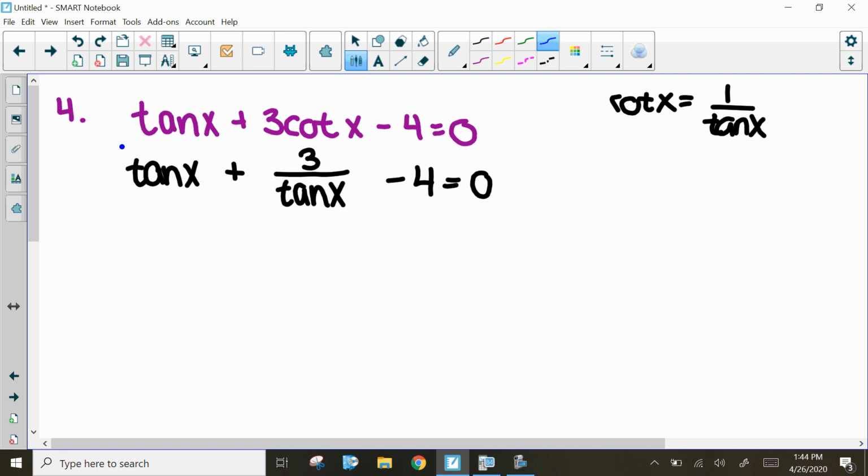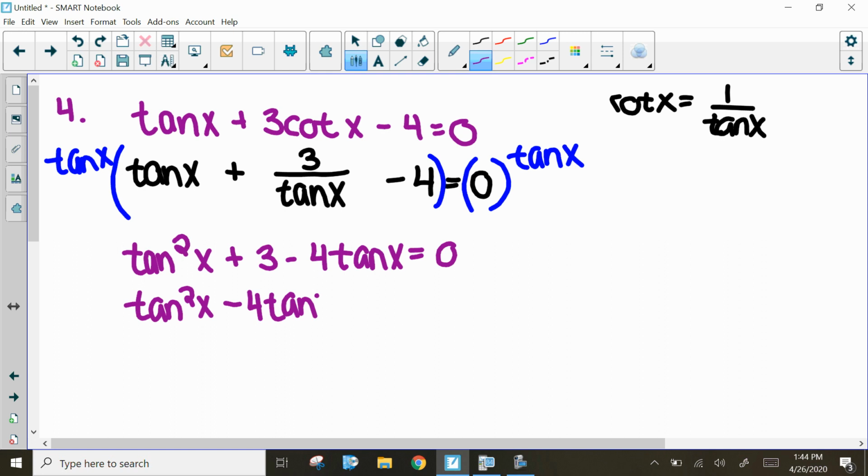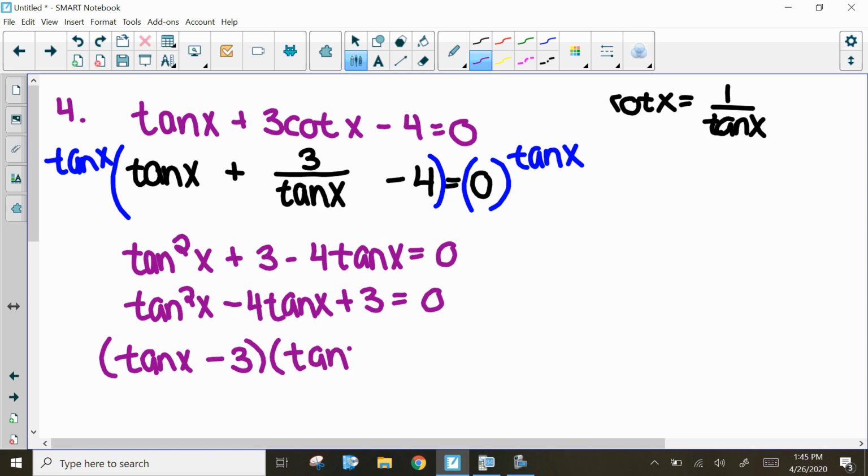I definitely can't factor if there's a fraction in there. So to clear that out, I'm going to multiply every single term by tangent of x. And I know it doesn't really matter on the right because that's 0, but I'm still showing it so you can see that I'm doing it. So I get tangent squared x plus 3 minus 4 tangent x equals 0. I rewrite it so I'm in descending order. So tangent squared x minus 4 tangent x plus 3 is 0. And this looks like it's factorable. So tangent x minus 3, tangent x minus 1, yeah, it factors.